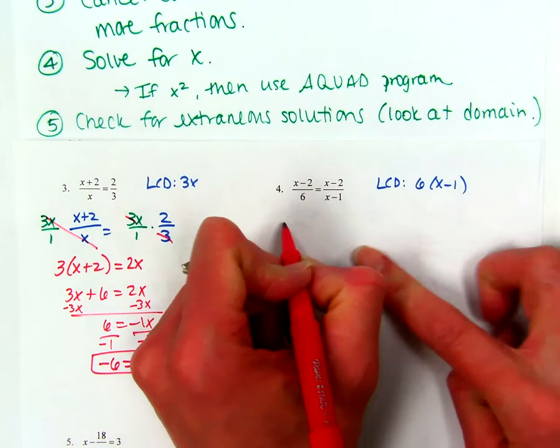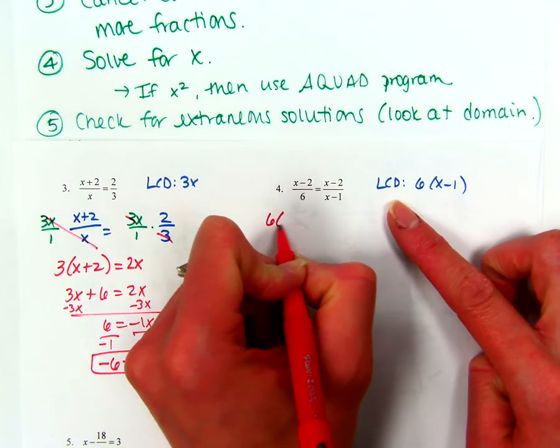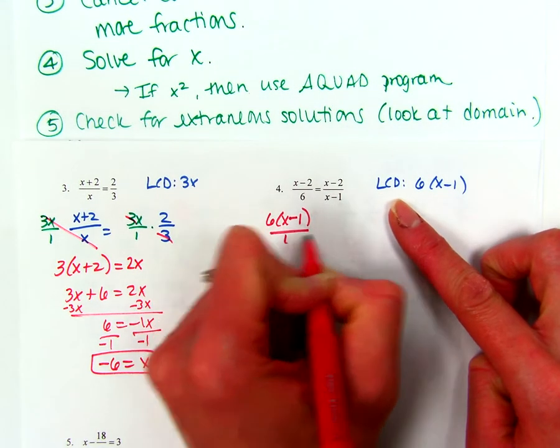All right, this next one, I've got 6 times x minus 1. That's my LCD.